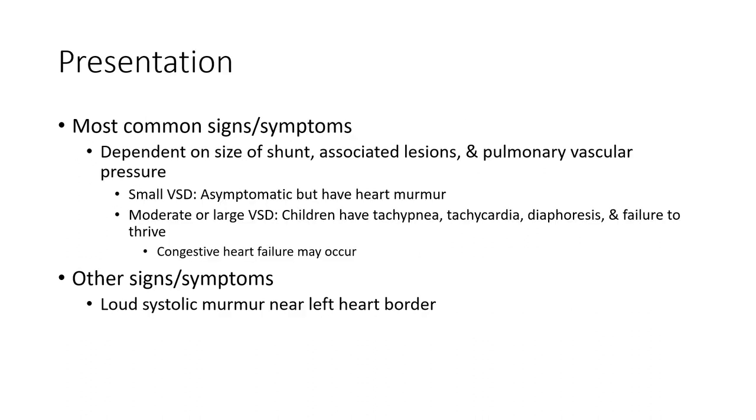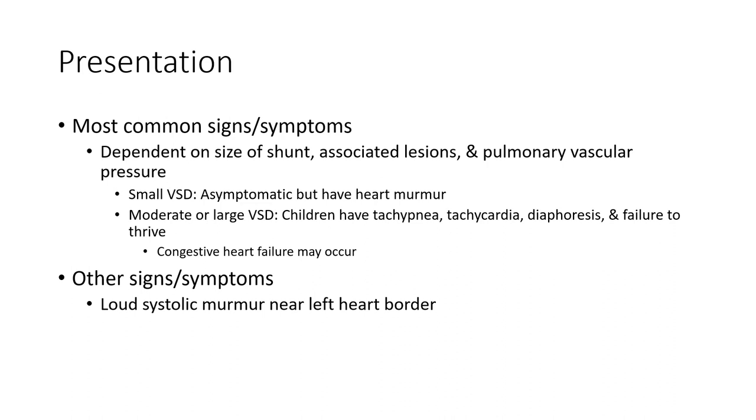Most common signs and symptoms depend on the size of the shunt, associated lesions, and pulmonary vascular pressure. Small VSD is asymptomatic but has a heart murmur. Moderate to large VSD children have tachypnea, tachycardia, diaphoresis, and failure to thrive. Congestive heart failure may occur.